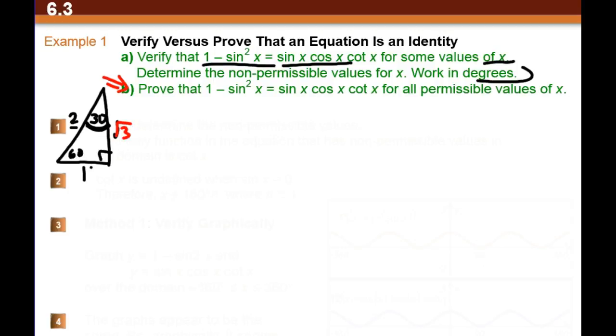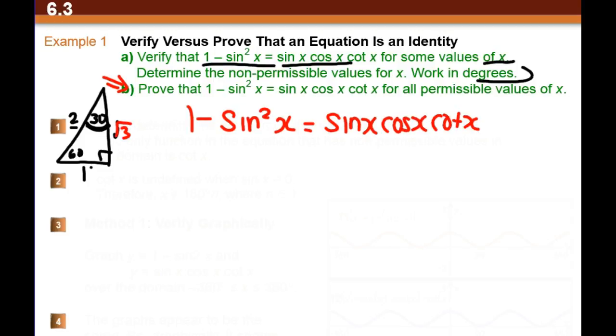And it's prove that 1 minus sine squared x is equal to sine x, cos x, and cot x. Okay, so in order to prove that, all we have to do is get both sides to look exactly the same. And if we get sine equals sine or cos squared equals cos squared, then we know that we've come out with the right answer. Okay, so we're just going to try to manipulate these until they are exactly what each other are on each side. Okay, so what can we replace 1 minus sine squared with?